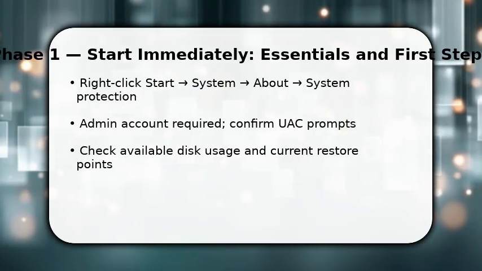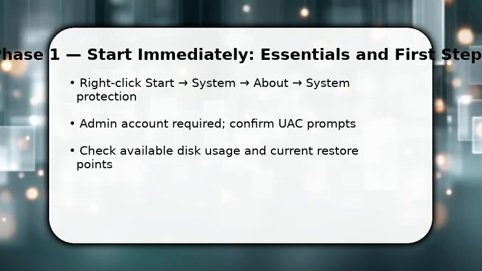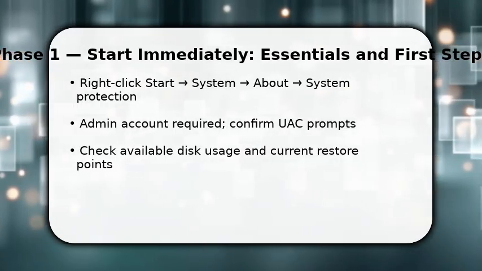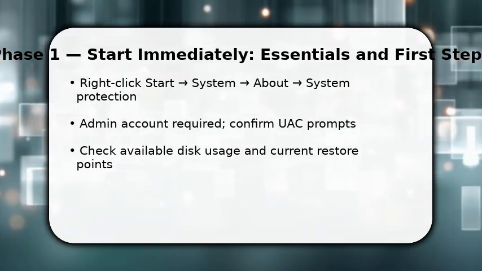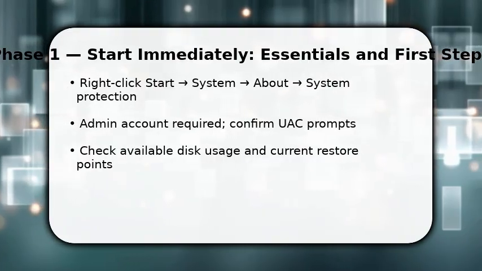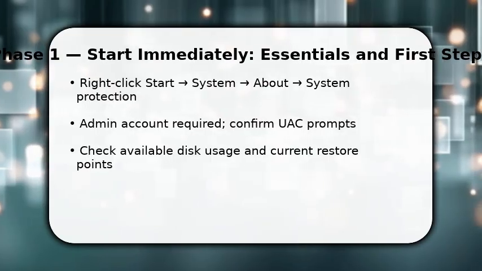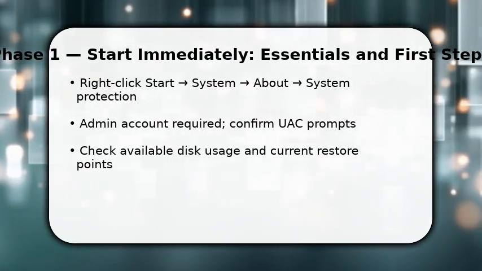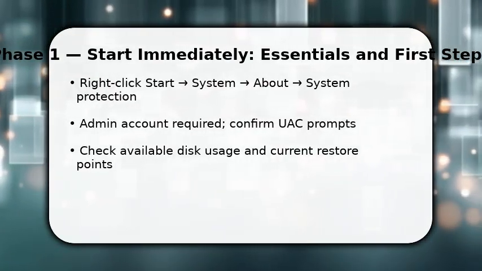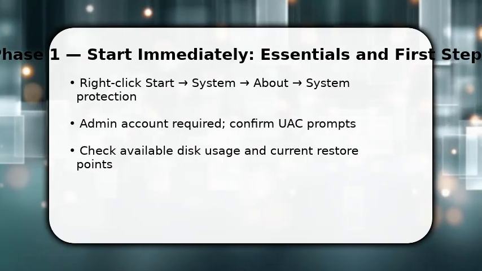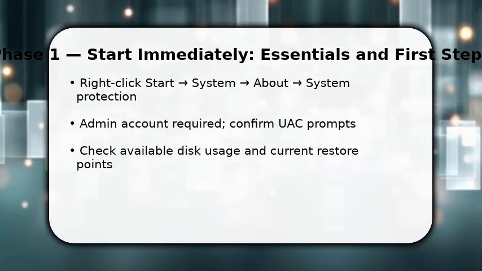You start by opening System Protection because that interface controls restore points. This is the fastest entry. Click Start, type Create a Restore Point, and press Enter. Once the dialog appears, make sure you use an administrator account and accept the UAC prompt if requested. You do this to see protection settings and the Protect on/off state for each drive.